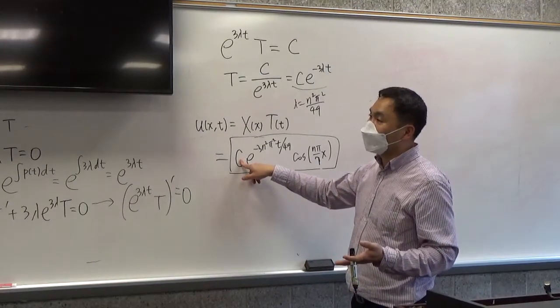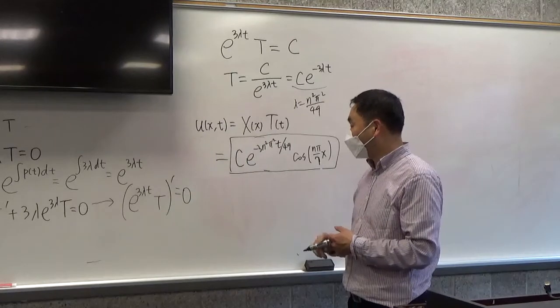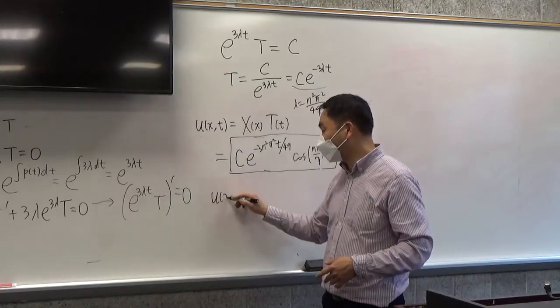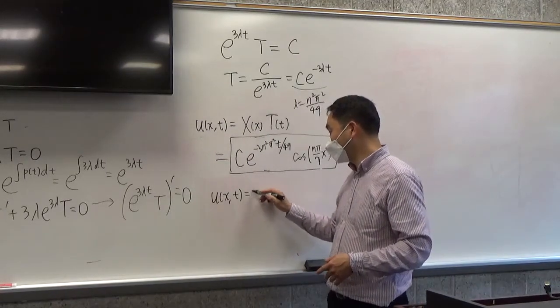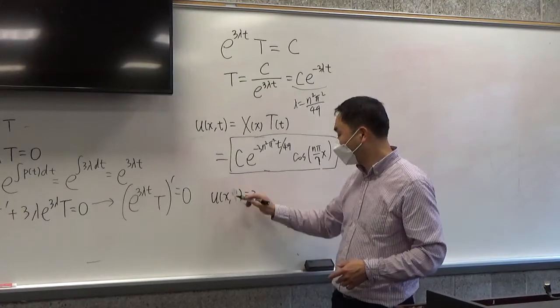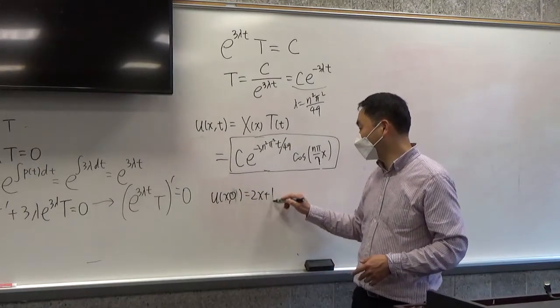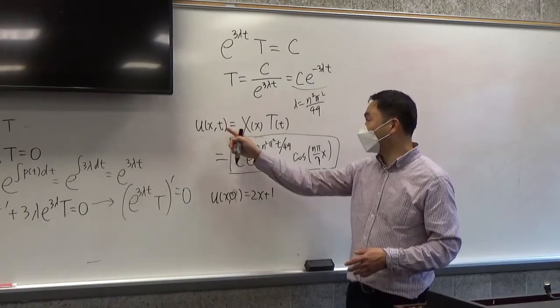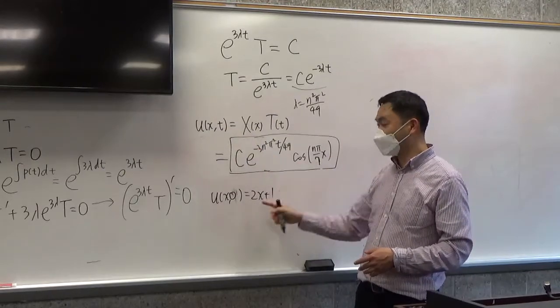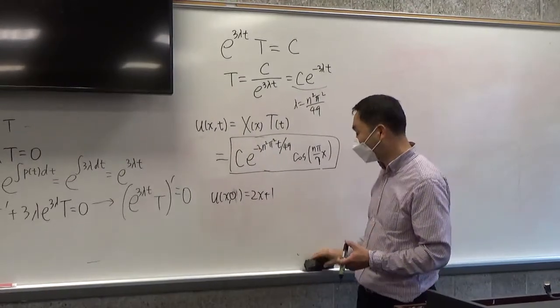Well, right now we don't have the solution for the initial condition. This is not met. This was our initial condition, and there's no way if you plug in t equal to 0 here, you're going to get 2x plus 1, right? So that's not possible.